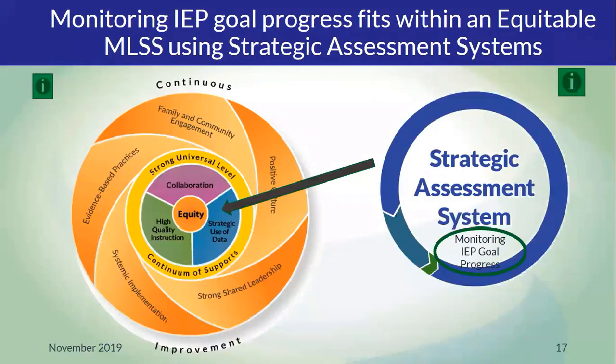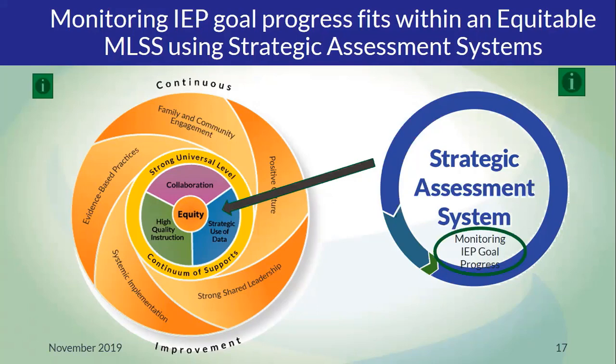Our working definition of monitoring progress also fits within our state's vision of an equitable multi-level system of support, which you see on the left, and the use of strategic assessment systems within a multi-level system of support, which is marked with the dark colored arrow on the screen. Strategic use of data is at the core of our state's model for an equitable multi-level system of support.